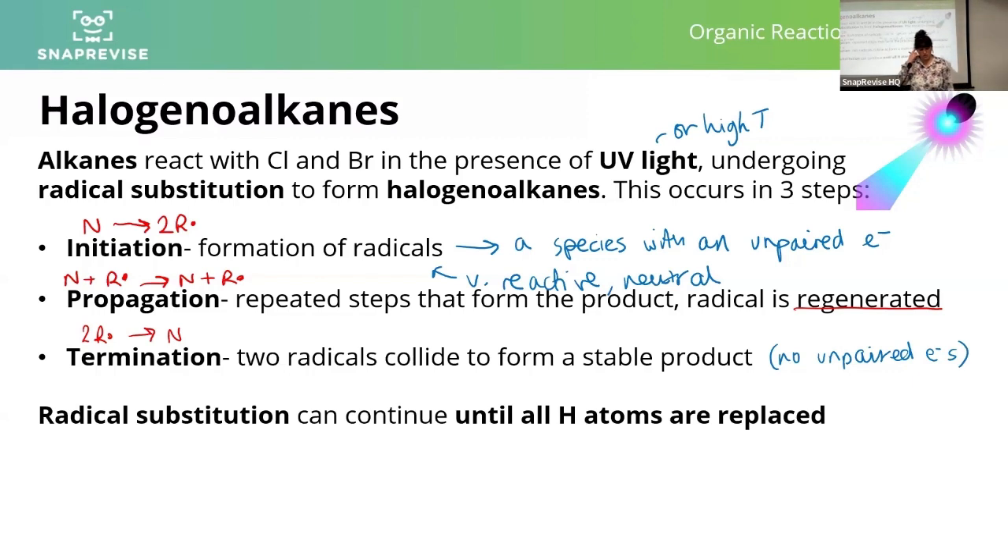Technically, radical substitution can continue until all of the hydrogen atoms in an alkane have been replaced. So substitution, we're substituting the hydrogens in an alkane for halogens. That's what the substitution does. So technically, it can happen until all of the hydrogens are replaced.